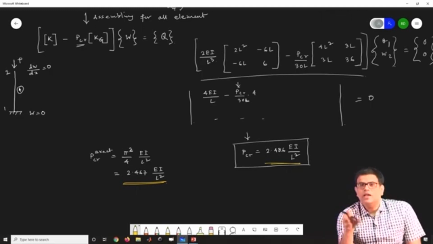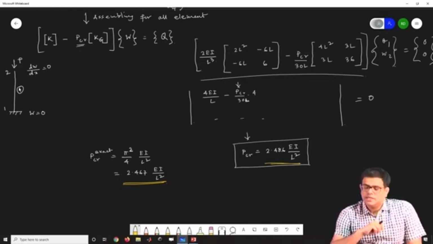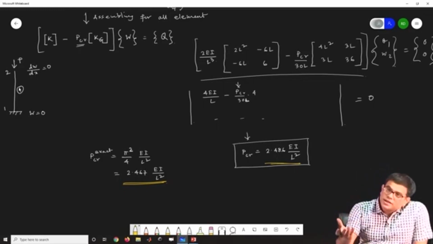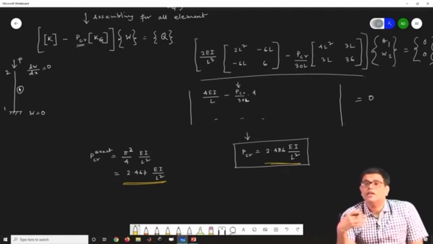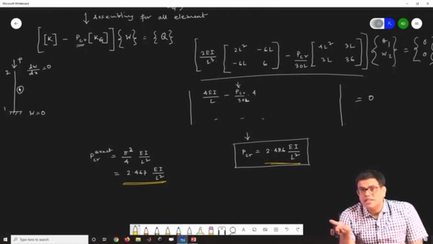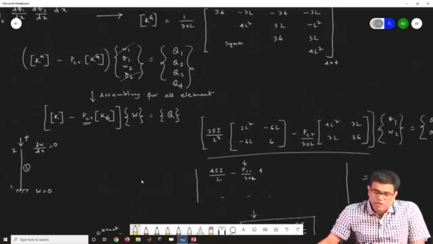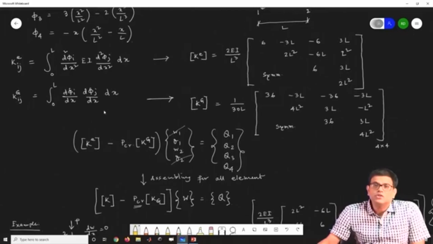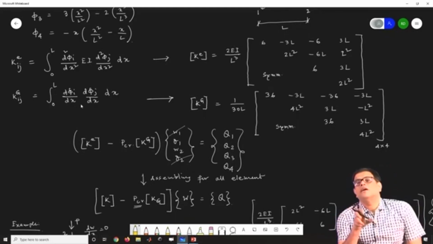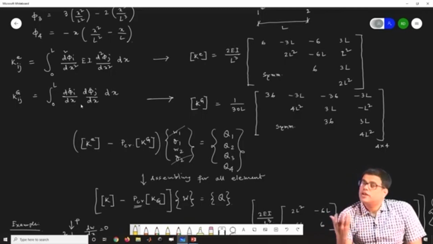So in summary, the takeaway is that similar to the mass matrix that we derived in the frequency domain for finding the natural frequency, we will have a stability matrix, or the geometric stiffness matrix. This is my geometric stiffness matrix, and we compute it like this, and then this creates an eigenvalue problem. Solving the eigenvalue problem, we can find the critical buckling load.